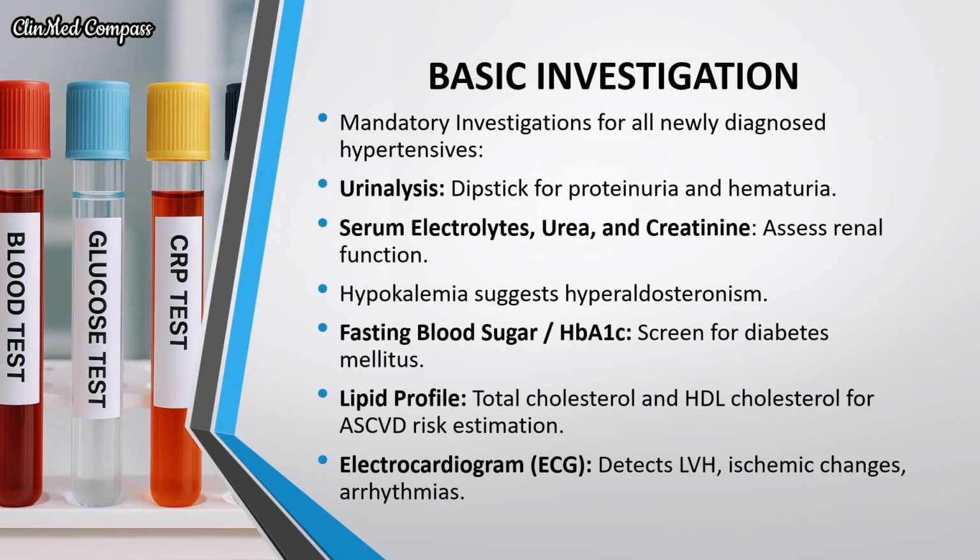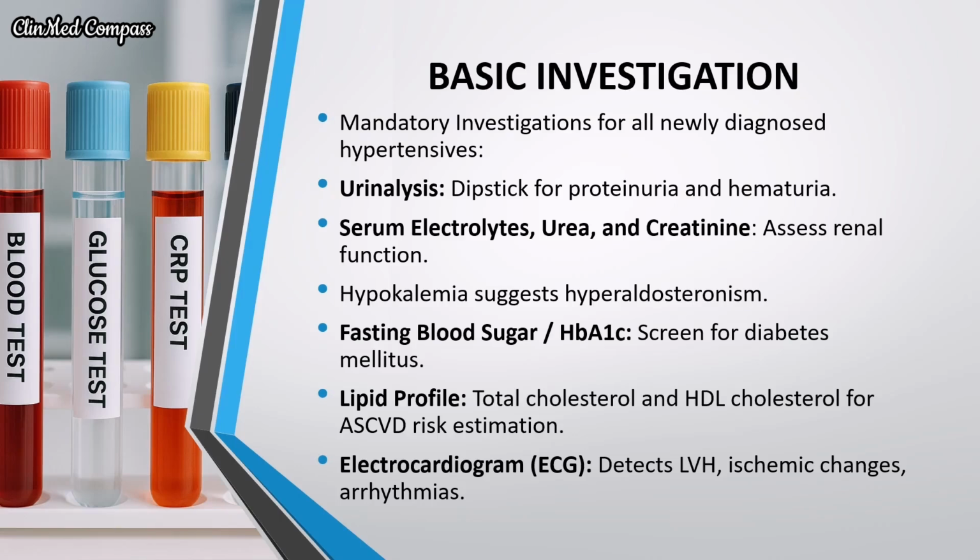Now let us talk about the baseline tests you should order for any patient newly diagnosed with hypertension. These tests are mandatory and help assess for complications and comorbidities. 1. Urinalysis. You look for proteinuria or hematuria, which suggests kidney involvement. Serum electrolytes, urea, and creatinine help to evaluate renal function. You can also check for hypokalemia, which could indicate hyperaldosteronism.